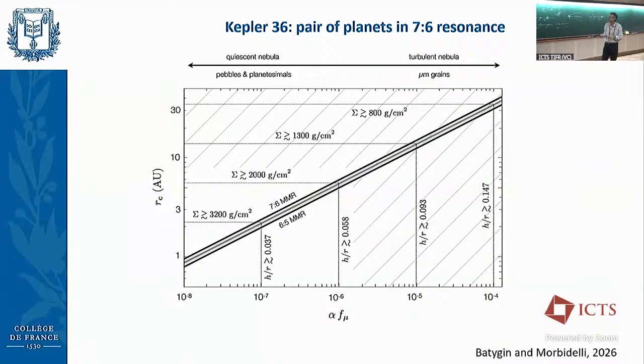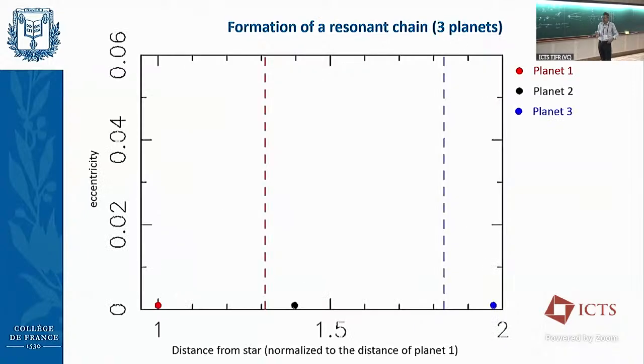Okay, so everything I said so far concerns 2 planets. But in principle, you can have more than 2. So let's do again the exercise with 3 planets. And again, we normalize our units to the inner planet. And let's see what happens.